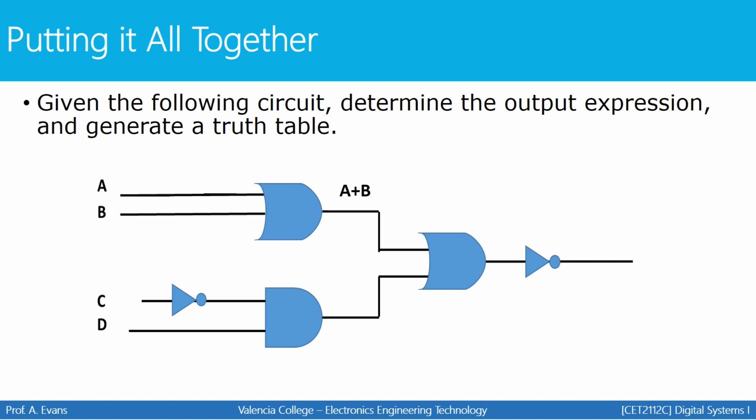So with this circuit, we have A and B going into an OR gate. So the output of that OR gate would be A or B. Next, we have C, which is becoming inverted, going into an AND gate with D. So we'd have not C and D coming out of the AND gate. We now have those 2 inputs going to an OR gate. So we'd have A or B or not C and D.